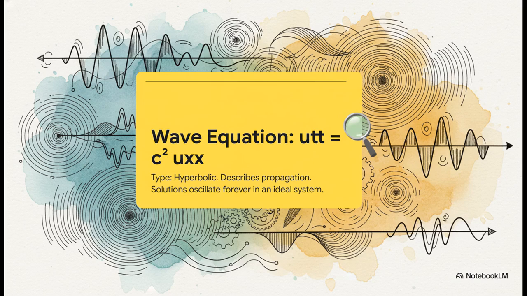Next, we've got the wave equation. Now this is totally different. It describes propagation. So instead of just spreading out and fading away, its solutions travel. In a perfect system, they just keep on oscillating forever. This is the math that's behind a vibrating guitar string or sound wave. It's a huge contrast to the decay we just saw with the heat equation.